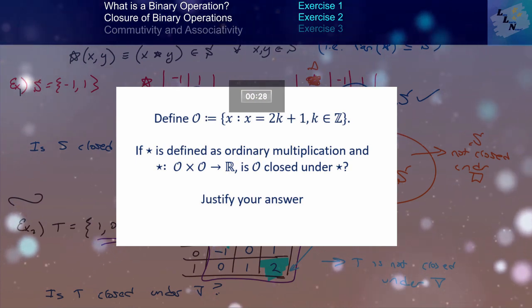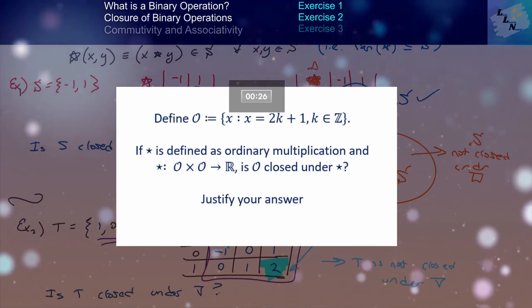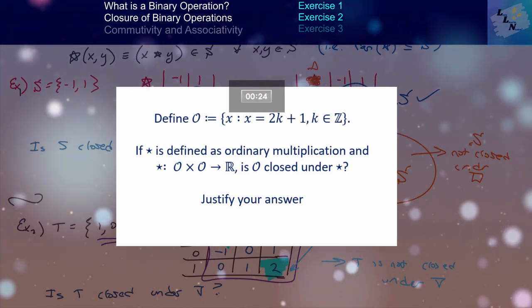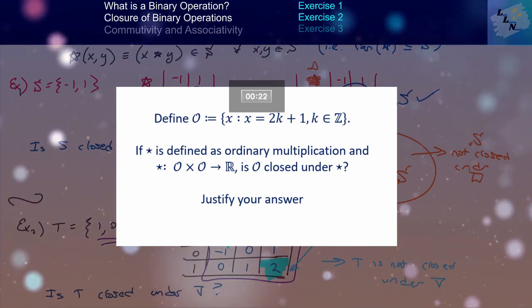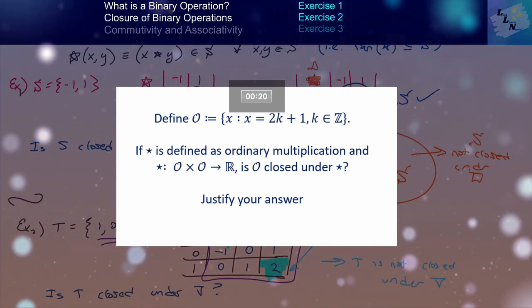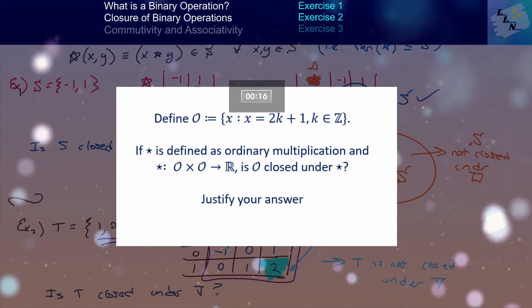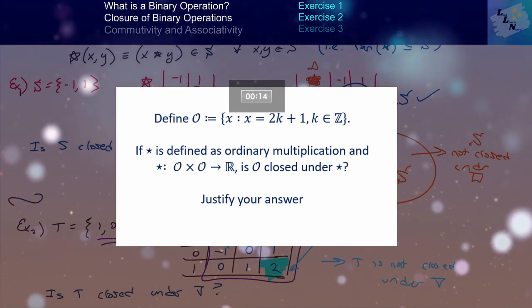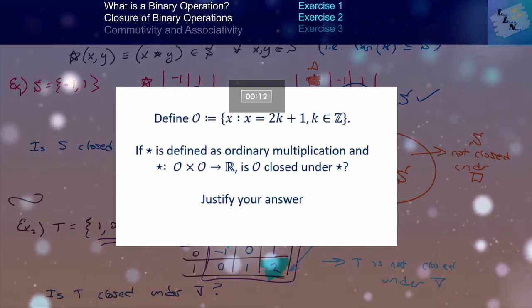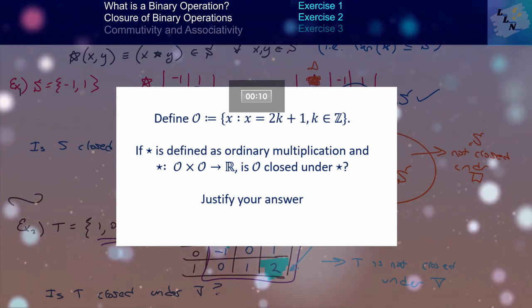So let us define O to be the set containing the values of all x such that x can be represented in the form 2k plus 1, where k is an element of the set of integers, in general, the odd integers. If star is defined as ordinary multiplication and star maps O cross O into R, is O closed under star? Justify your answer.